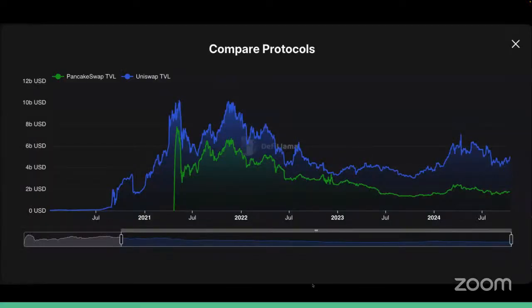Okay, so before formulating the problem, let's take a look at some data from DeFi Llama. With blue, we have Uniswap V2 and Uniswap V3 total value locked, or let's say total liquidity. And with green, we have PancakeSwap liquidity. From launch, PancakeSwap was pretty much correlated with Uniswap total liquidity, but since early 2023, it started to diverge, and PancakeSwap liquidity is slowly bleeding out on this chart.